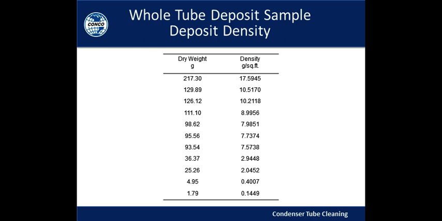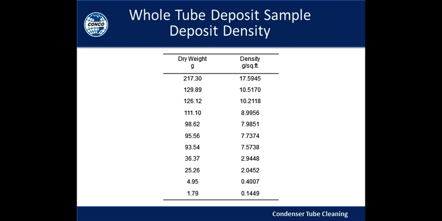Here's the second part of the deposit sampling. It's called the deposit density test. Here are 11 samples ranging in deposit weight in grams per square foot of 17.5 to 0.14, or total grams of 217 to 1.79. So 217 grams of deposits times 20,000 tubes, that's a lot of deposit carrying around in the condenser. So you want to clean that up.